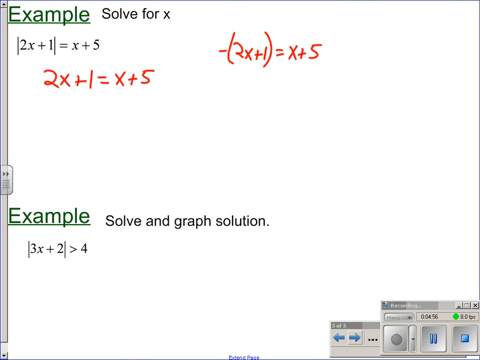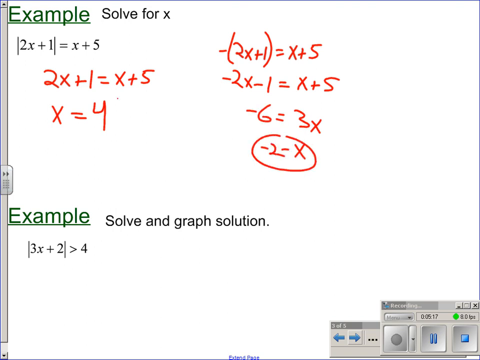Okay. And you just solve each one of those like normal. So let's just cruise through that. X equals 4 here, negative 2x minus 1. I'm going to add the 2x to this side, subtract 5. There's your two answers for this problem.